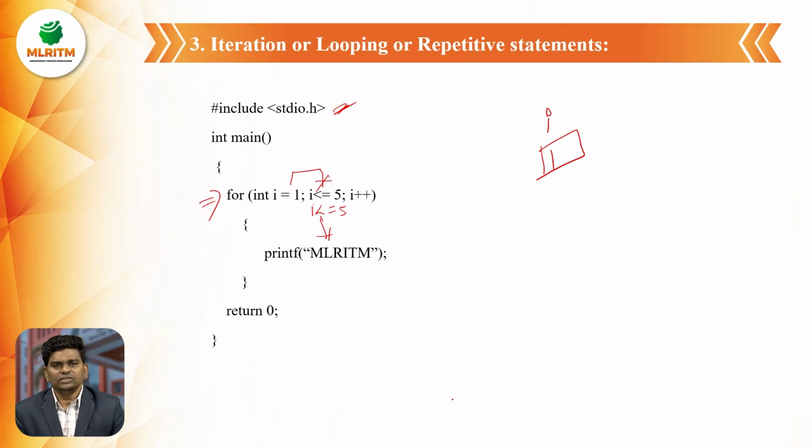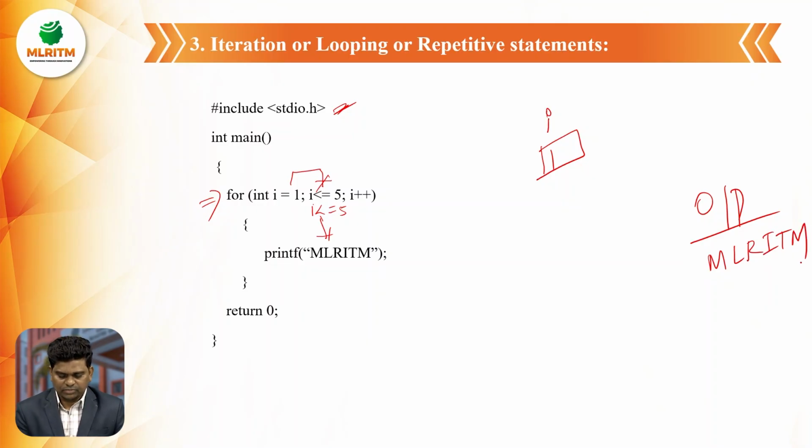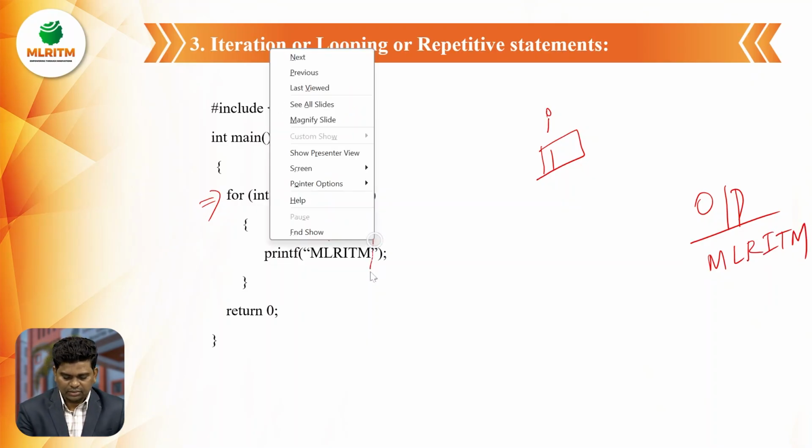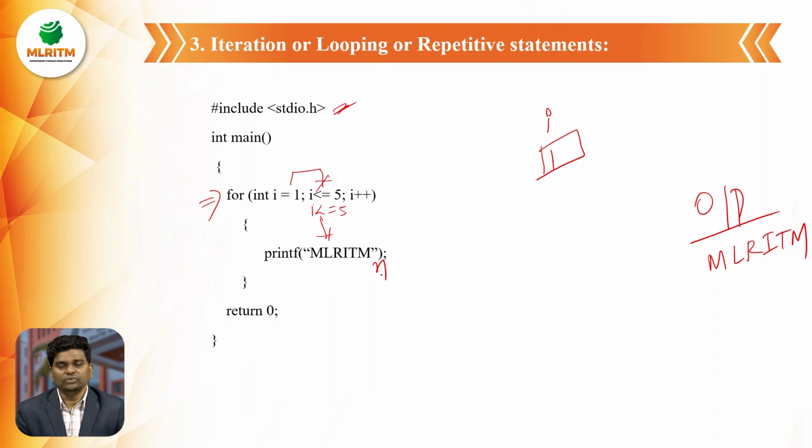This time the for loop has only one statement. You can write more than one statement also, but this time we have only one. What is that statement? We are using one printf statement. Usually printf is used to display. What does it display here? We are displaying MLRITM in the output. You can also add backslash n, which is for new line.